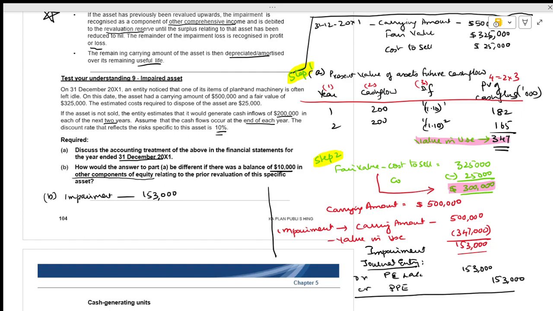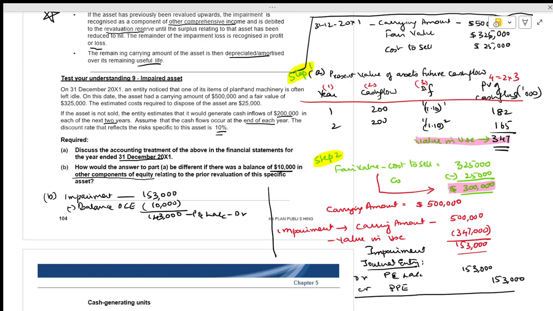How much can we take the advantage of a balance? Balance is how much? Balance in other components of equity, OCE. How much is there? 10,000. Okay, 10,000, 143. Is it right? This 143 has to be debited to profit and loss account.